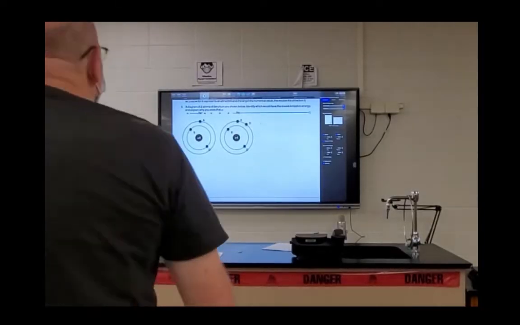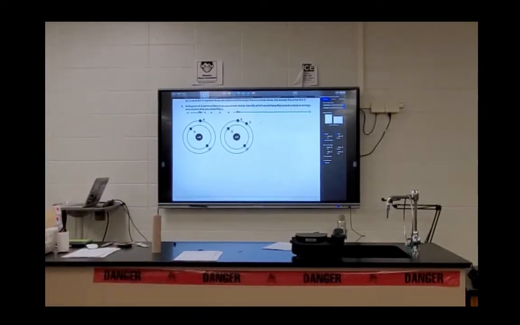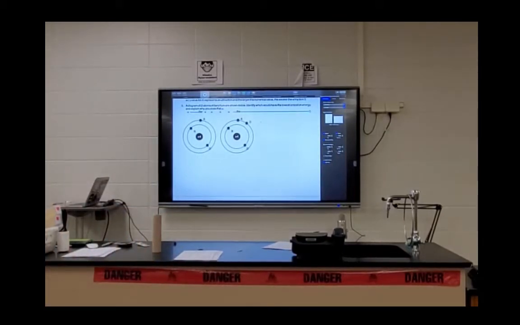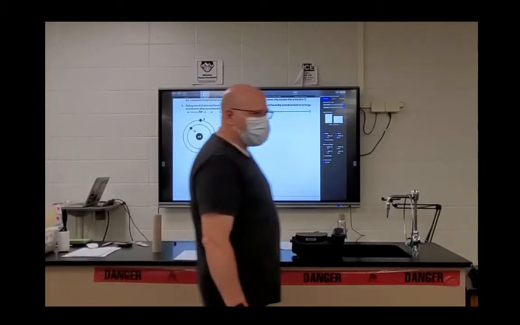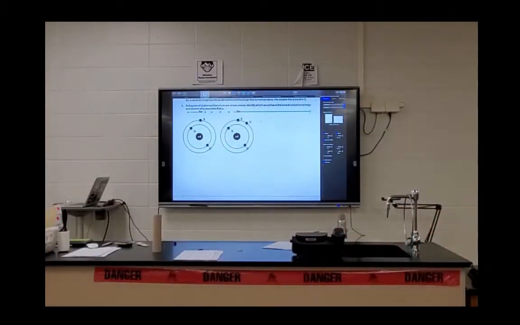Let's talk about this question here. Diagram of two atoms of beryllium is shown below. Identify which would have the lowest ionization energy. Explain why you state that. The beryllium plus or the beryllium?